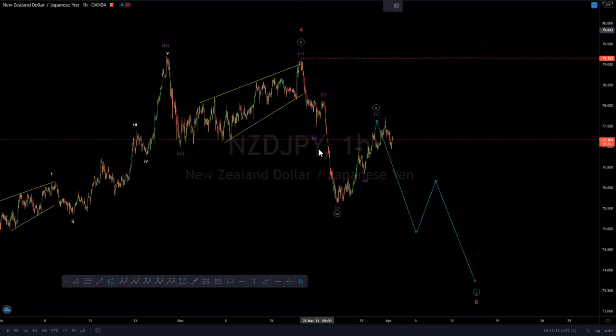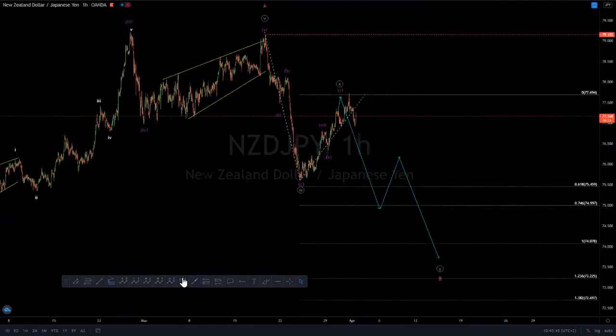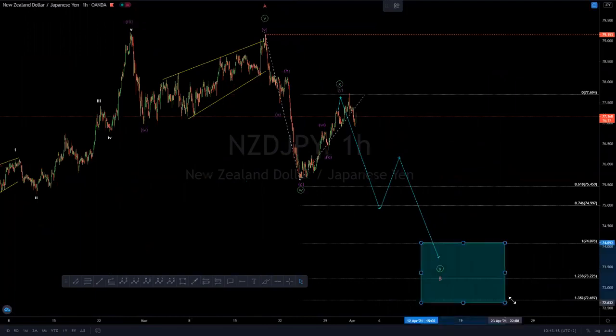Let's just measure that one here. So you'll be looking to take it around that area here. This will be our blue box. In this case, I'm just gonna make it to around 138.2.